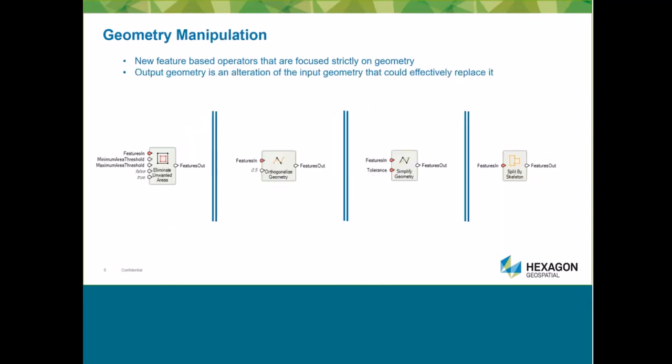Moving on, so again, these are the operators that are strictly focused on geometry and are available under the geometry manipulation category. But the difference with the previous category is that the output from these operators would be an effectively replaced geometry, that is an alteration of the geometry in the input feature file.